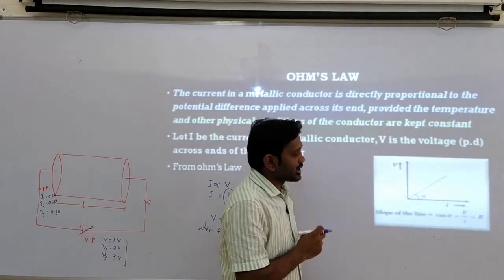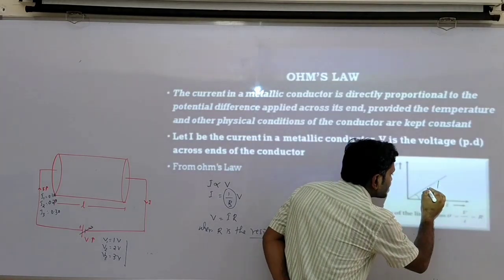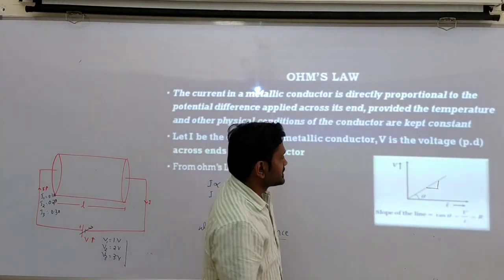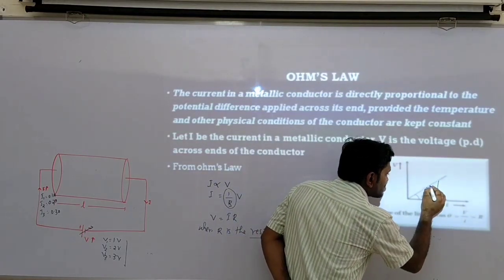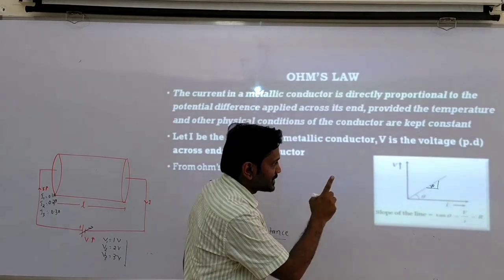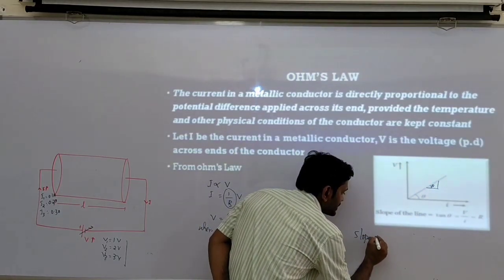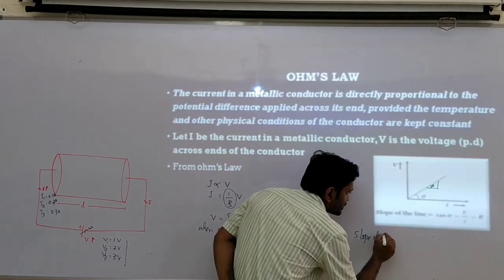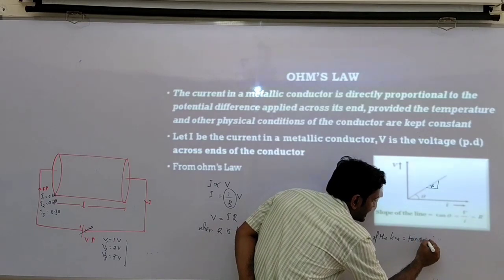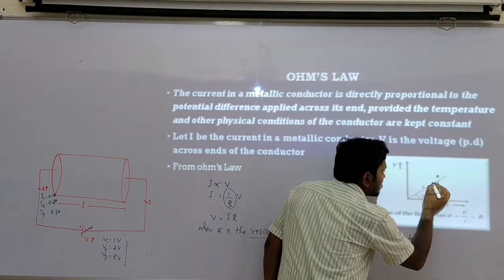One more important thing here: the slope of the graph represents the resistance. How can we find the slope? Here we can take the angle as theta. The slope of the graph is equal to tan theta. Here, from the triangle ABC, we can find it.